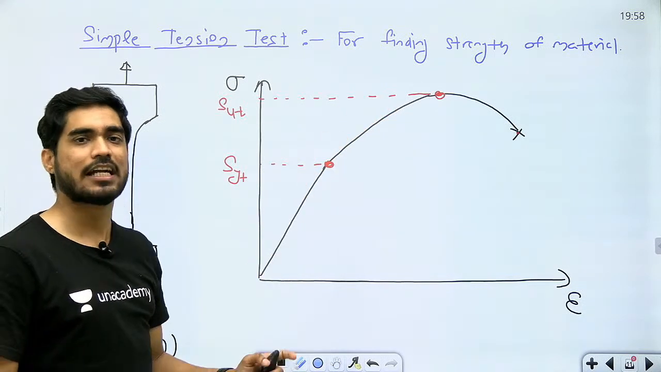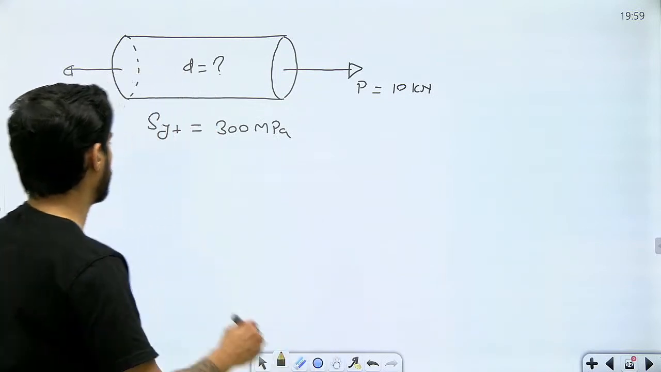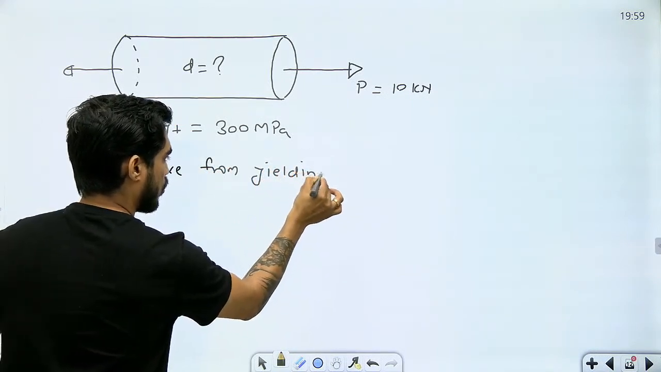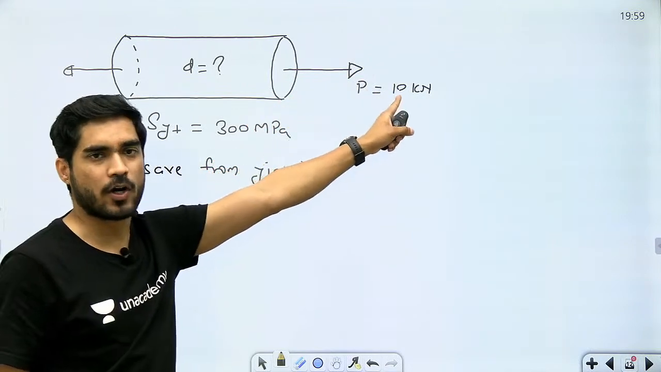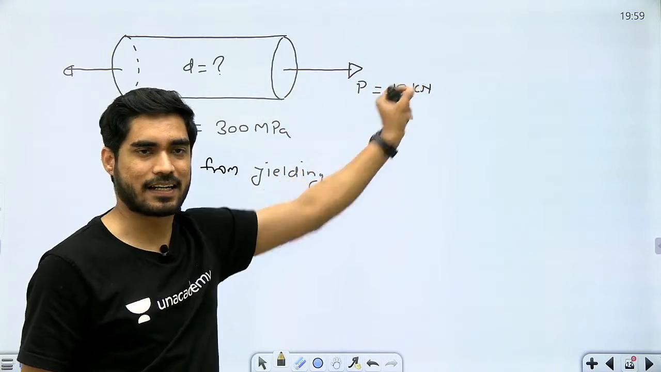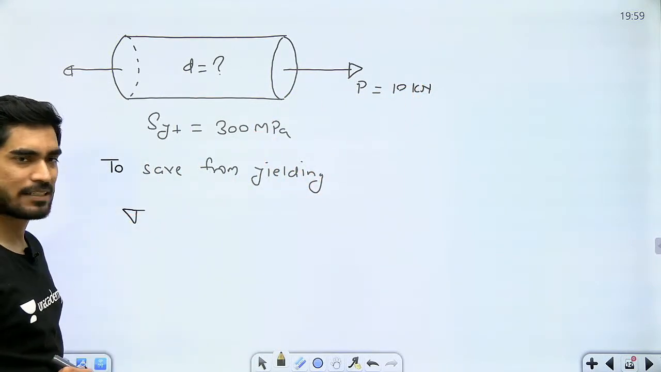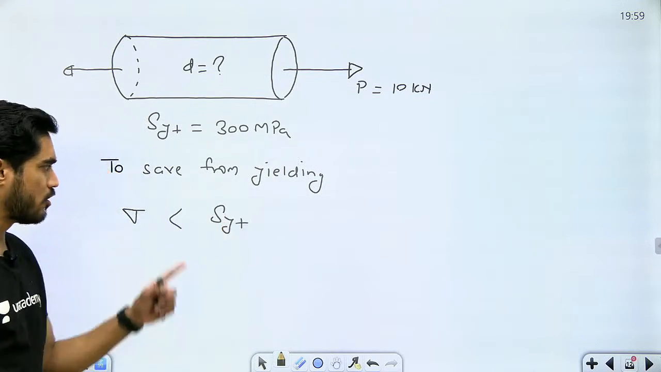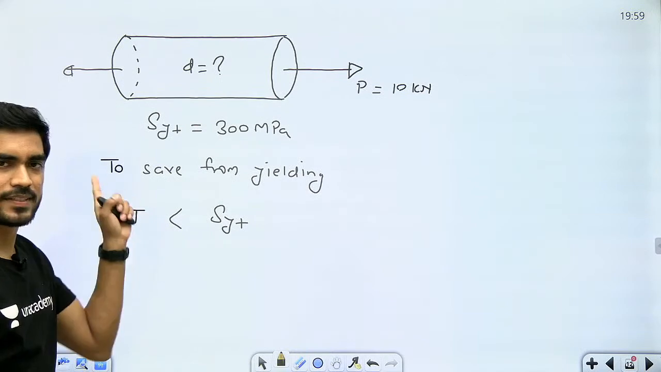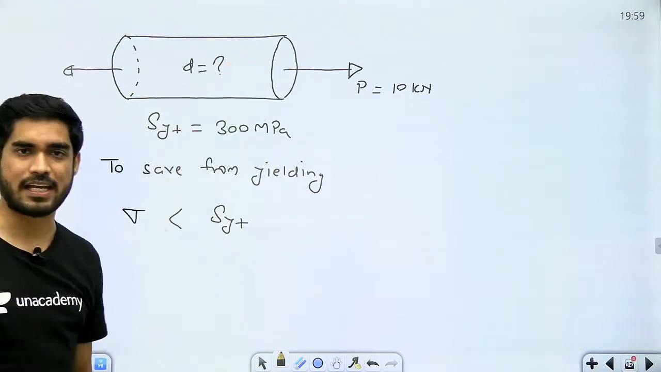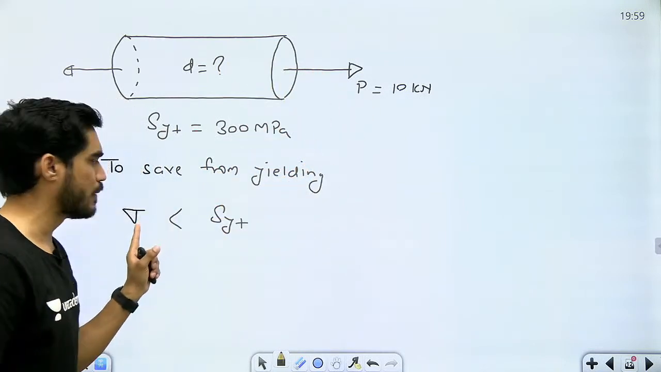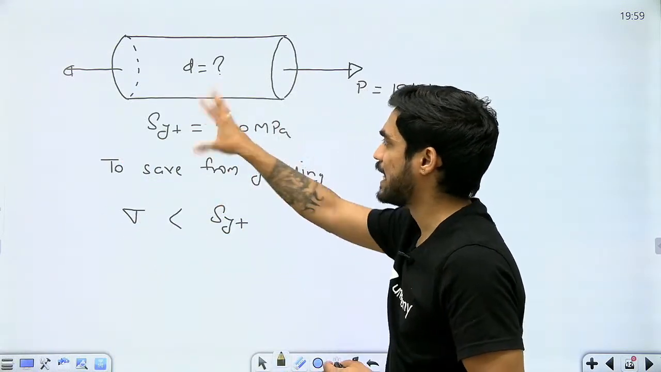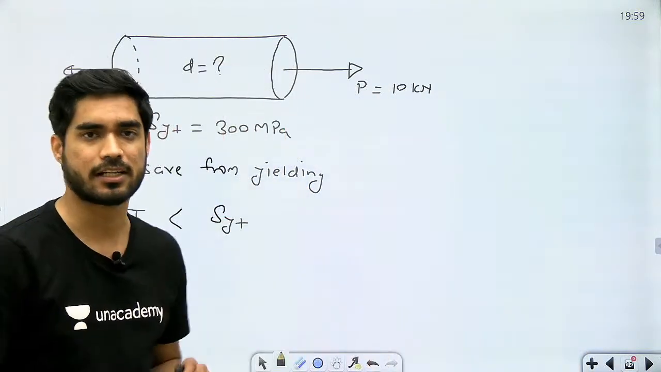So beta, in order to save this from yielding, what will be the equation? Due to this load, there will be sigma x, right? That sigma must be less than SYT. This is the equation, right? If this sigma becomes equal to or greater than SYT, the material is going to fail. So beta, in order to save this, sigma should be less than SYT, right? Sigma जो है वो SYT से कम होना चाहिए, because if my sigma is less than SYT, it is not going to fail. It is not going to yield.